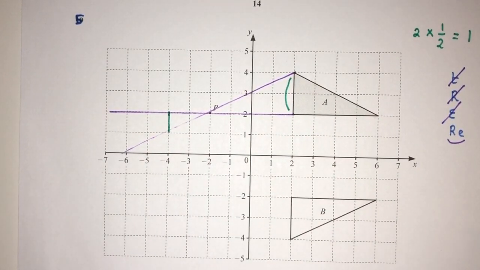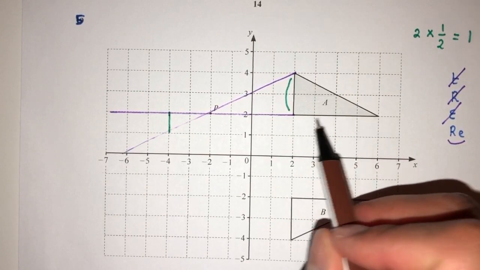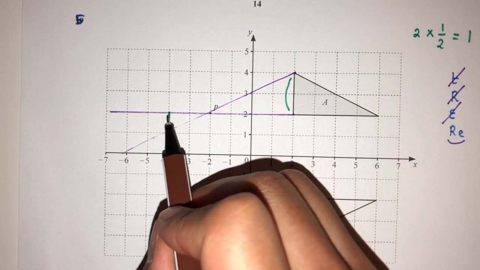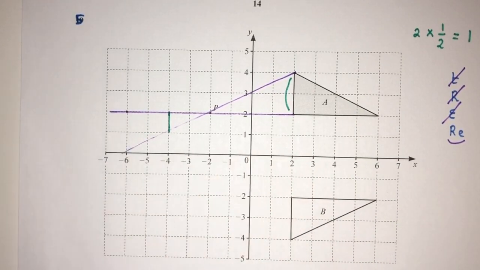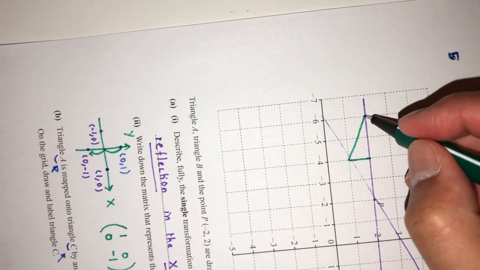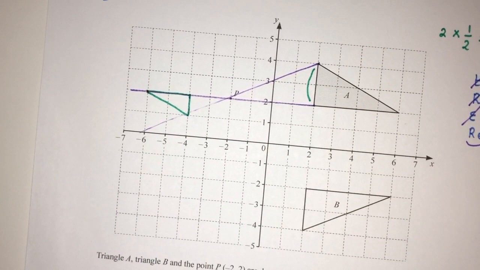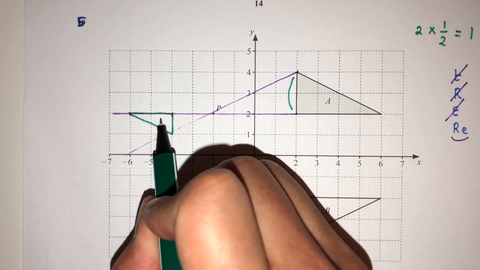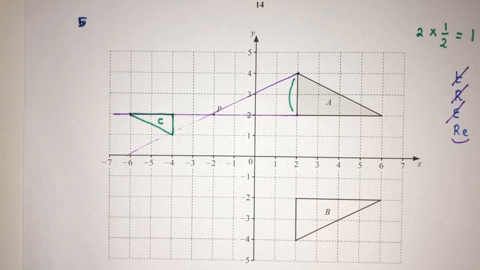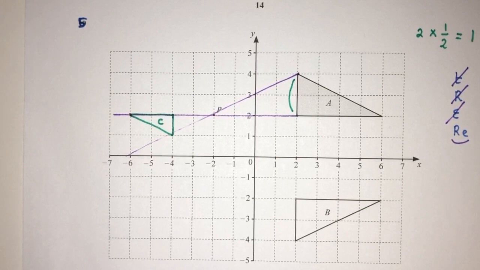Now same idea. Because of that, 1, 2, 3, 4 divided by 2 will be 2. So count 1, 2 right here. So we can just join them to have this, right? Okay, this will be your triangle C by that enlargement of scale factor minus half. That is one way of doing that question, by drawing lines and comparing size to find the shape of C.